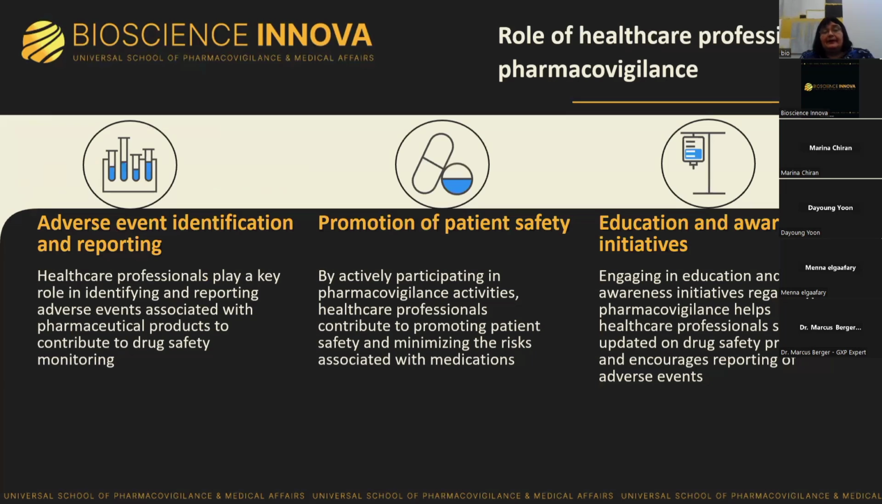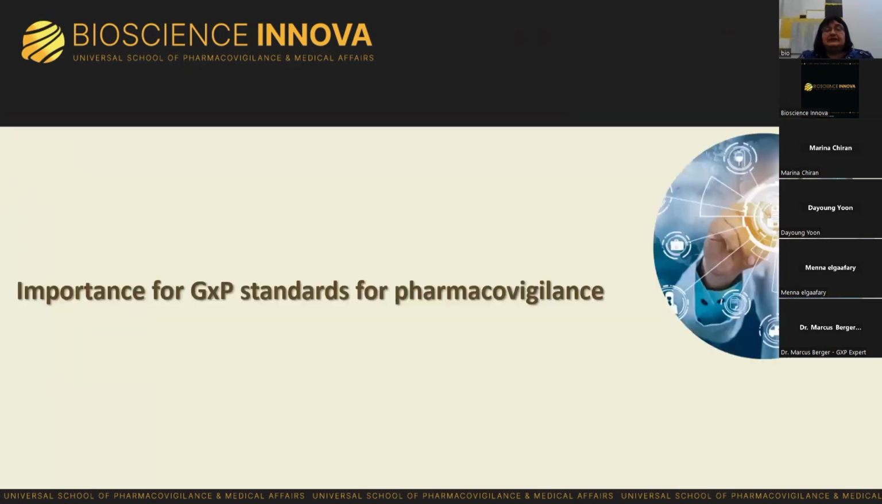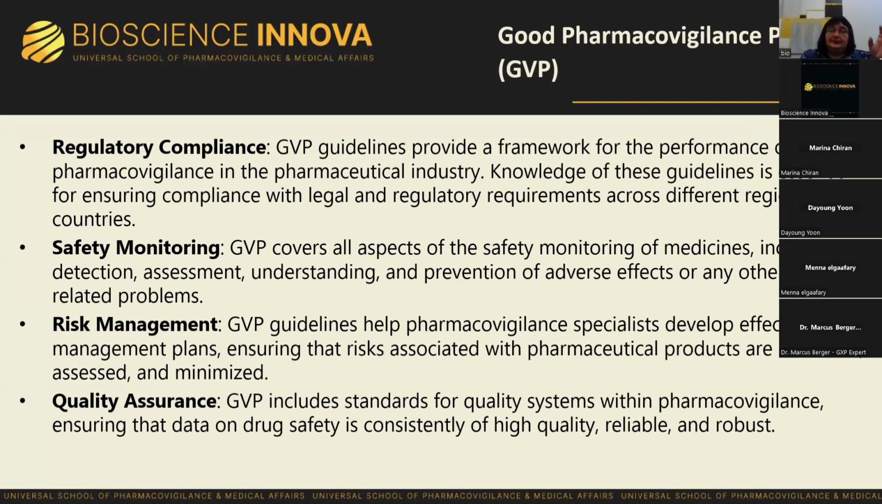Role of healthcare professionals in pharmacovigilance, which we will talk about now, a little bit summarized: adverse event identification and reporting, promotion of patient safety, education, and awareness initiatives. Now, I want to go ahead and continue the topic about knowledge, important GXP standards for pharmacovigilance. GVP, as I told, is a main book, like the Bible, or the Quran for Muslims, or different releases.